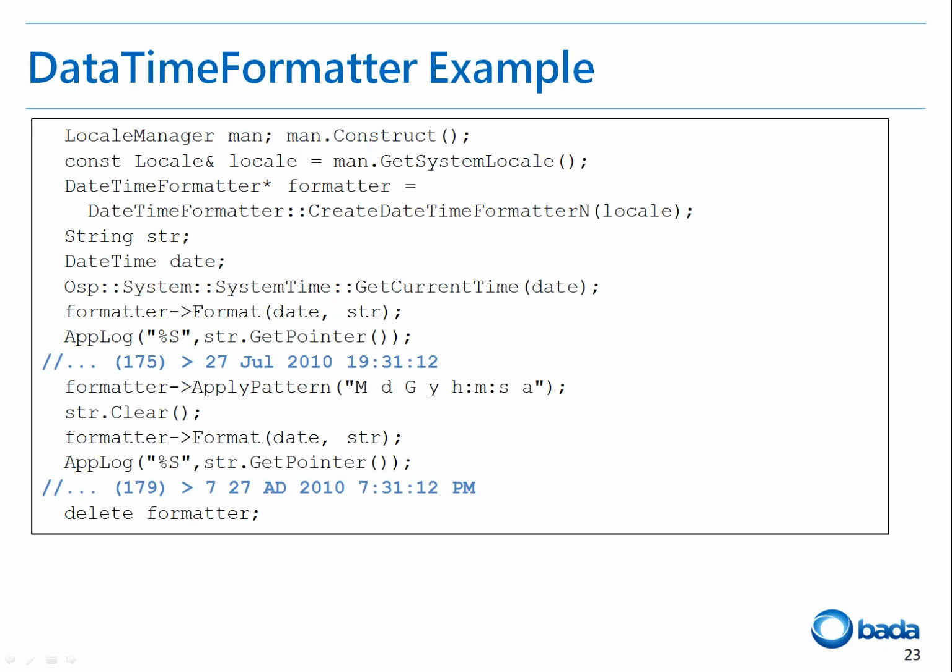Then I applied a pattern to the formatter. The characters in the pattern string are as follows. M means month, D means date, G means BC or AD, and Y means year. After that, the hour, minutes, and seconds are delimited by colons. The A is added to represent AM or PM after the time string. When the current time is converted to a string using this formatter, the result is July 27 AD 2010, 7:31:12 p.m.